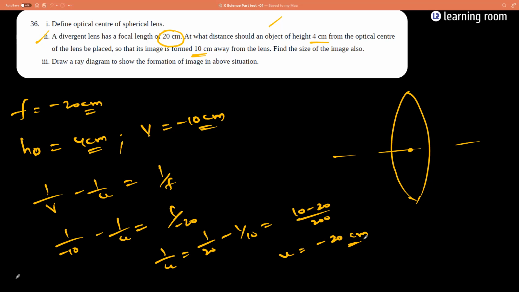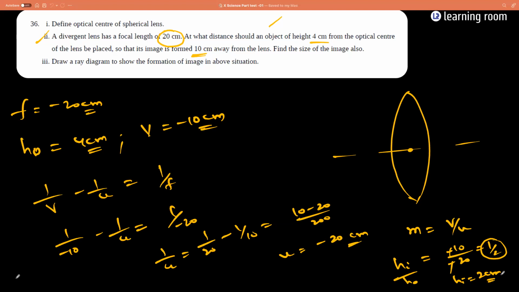Okay, then what are they asking? Find the size of the image also. So magnification is v divided by u. So v is minus 10 divided by u which is minus 20, so it is going to be half. So half is equal to hi divided by h naught, so h naught by 2. So the height of the image will be 2 centimeter. It should be a diminished one. Correct.